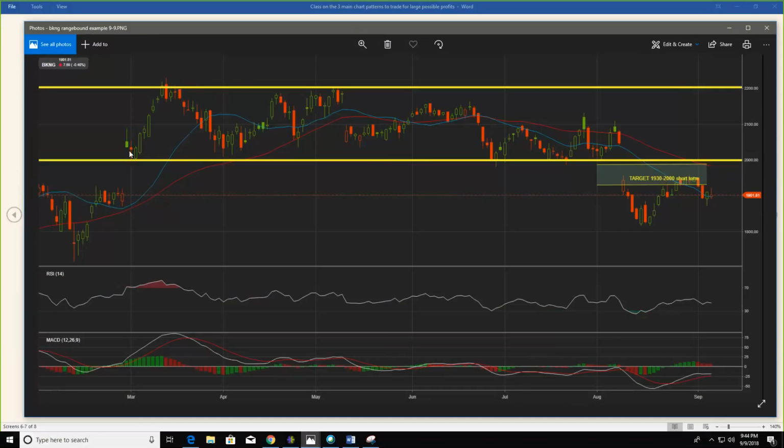Okay, you see it just keeps going up to resistance, falling back down to support, up to resistance, back down to support, resistance, support, and it kept doing that for several months. It did that from February of 2018 all the way up until mid-August of 2018. So for 6 months, it traded within this range, and that's why this is called a range-bound trade, because every time it got up to this resistance, it pulled back.